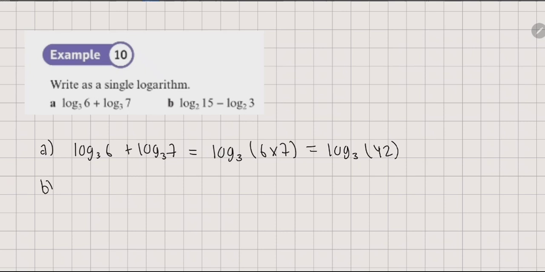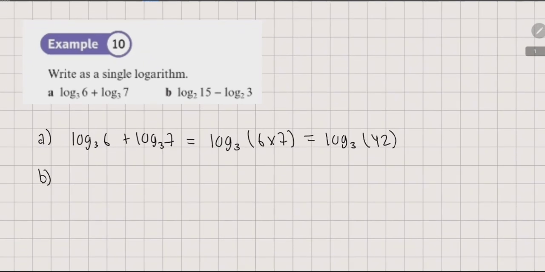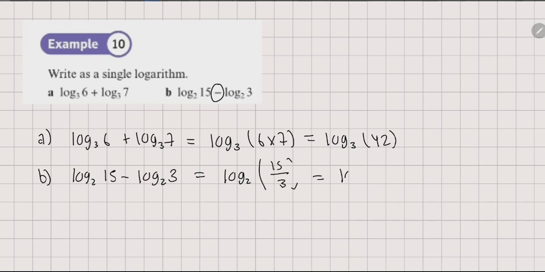And then we're going to do the same for part B, but it's a different rule this time because we've got a negative here, not a positive. And so we're going to use our division law. So log base 2 of 15 minus log base 2 of 3 is equal to log base 2 of 15 over 3, which is equal to log base 2 of 5.